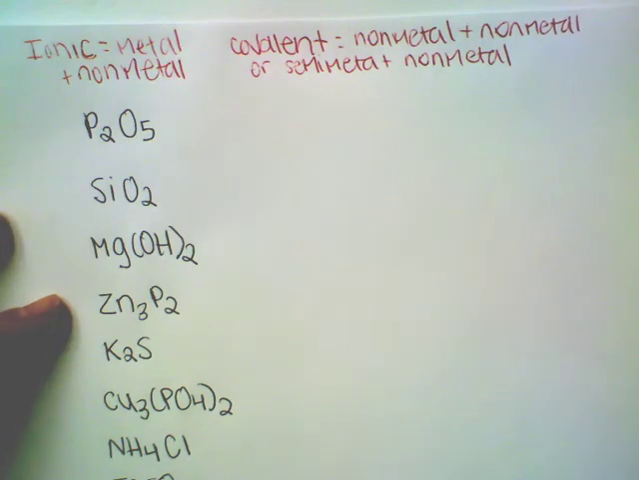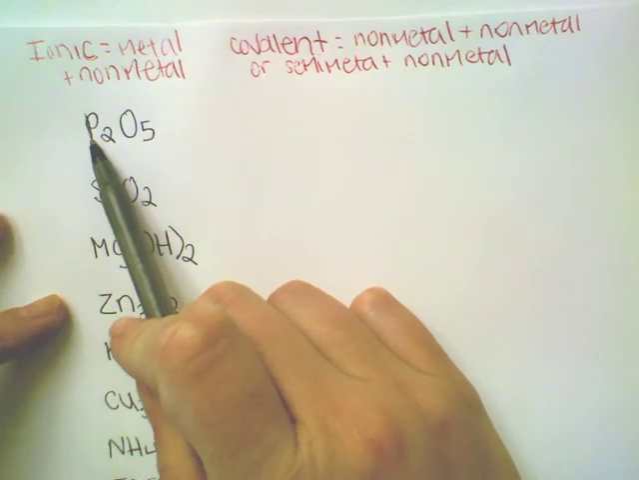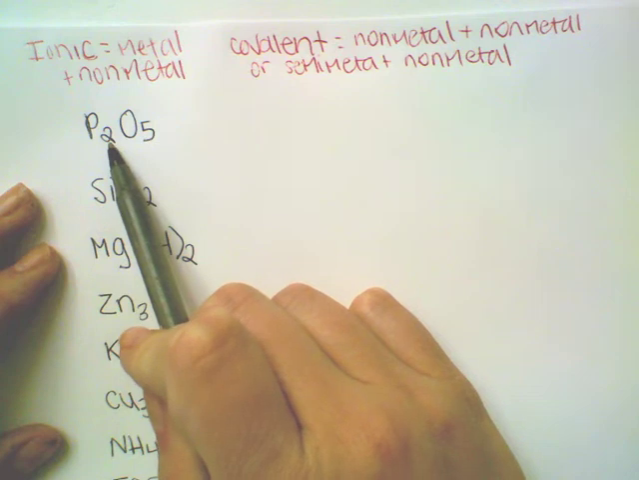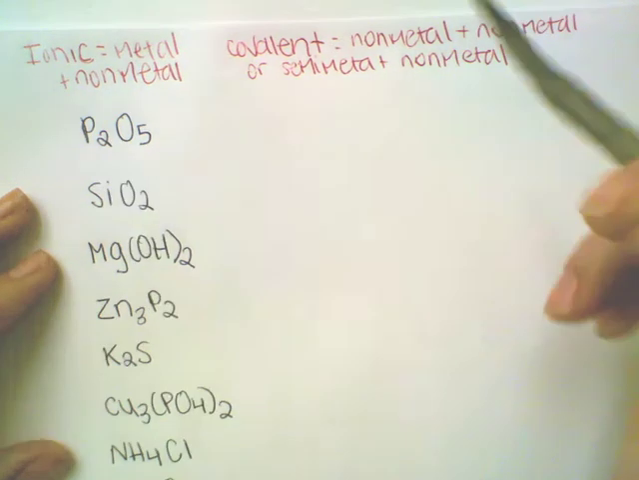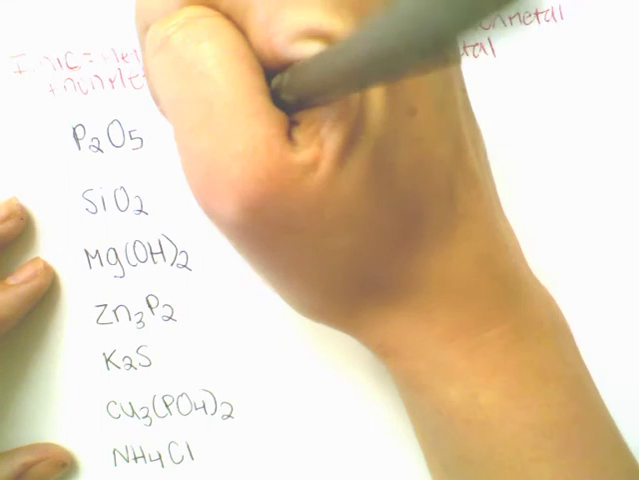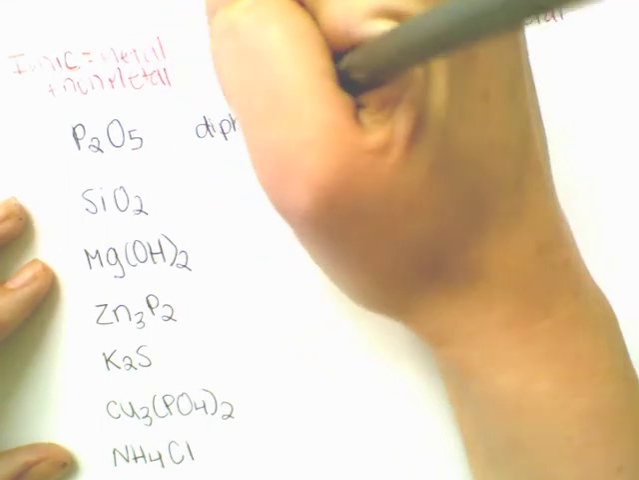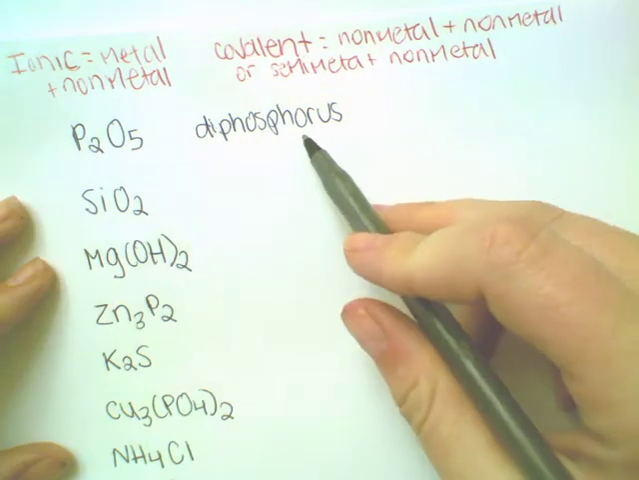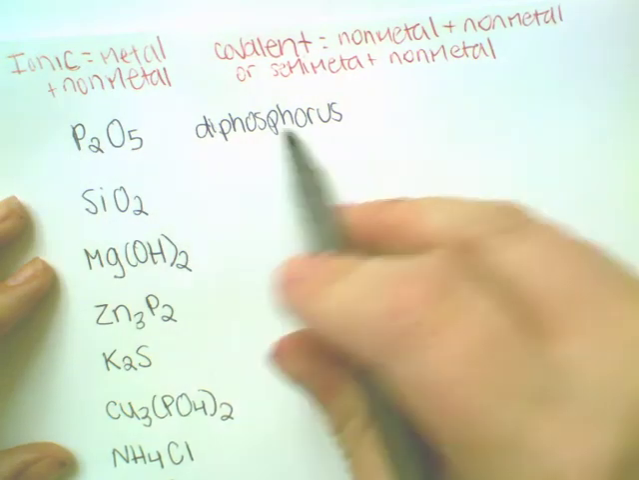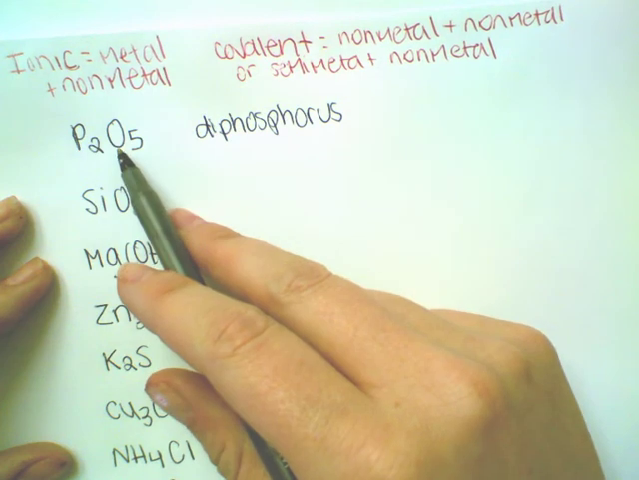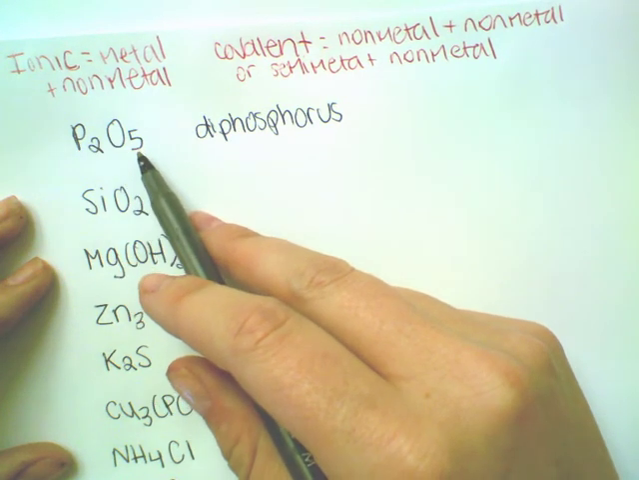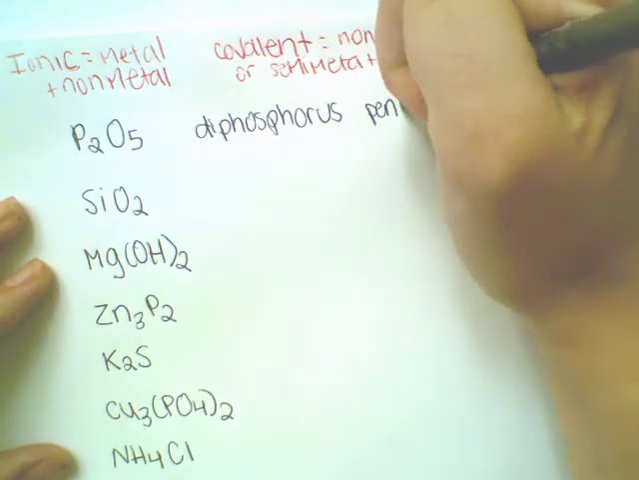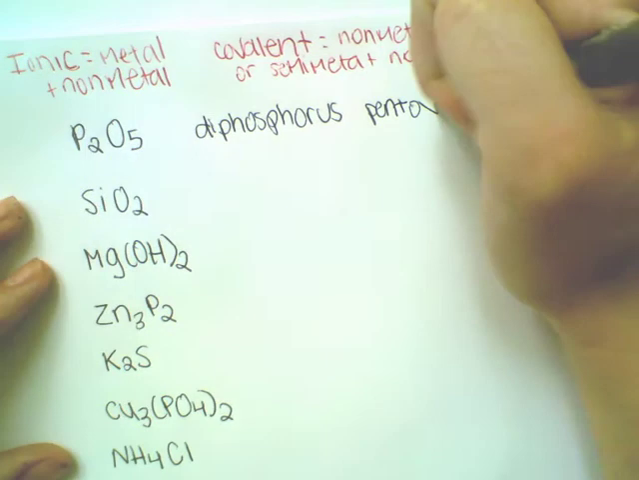We look at the first nonmetal, and it is phosphorus. There is a subscript of 2, so that means there are 2 of them. So the first part of the name will be diphosphorus. We just add a prefix in front of the name of the first nonmetal. The second one is oxygen, and there are 5 oxygen. So the next part of the name will be pent for 5, oxide.